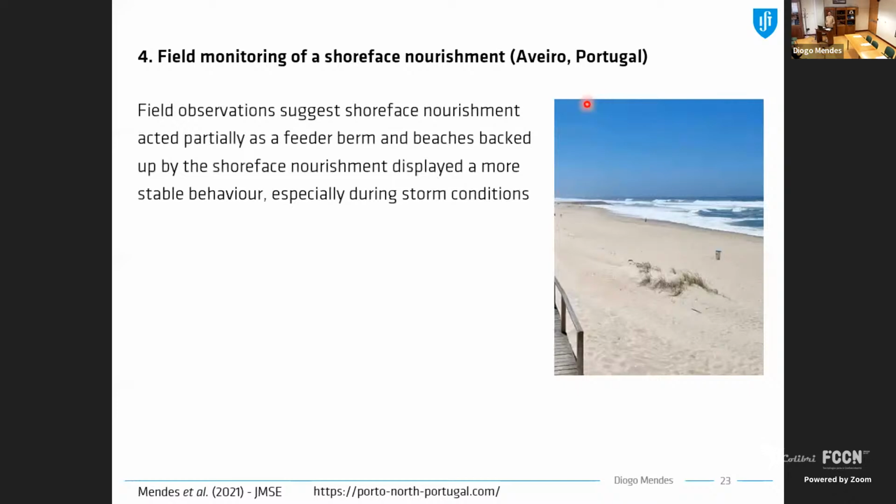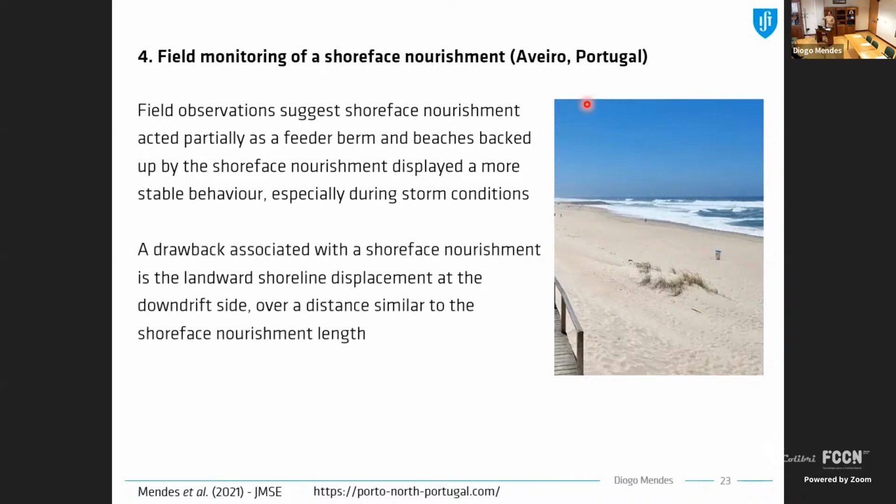So, in summary, field observations suggest the shore face nourishment acted partially as a feeder. So the total landward movement of the underwater shore face nourishment does not correspond to the same amount of movement of the subaerial beach in terms of beach width. And one important thing here that I would also like to highlight is the more stable behavior of the beaches that were more or less within the shore face nourishment, especially during storm conditions.